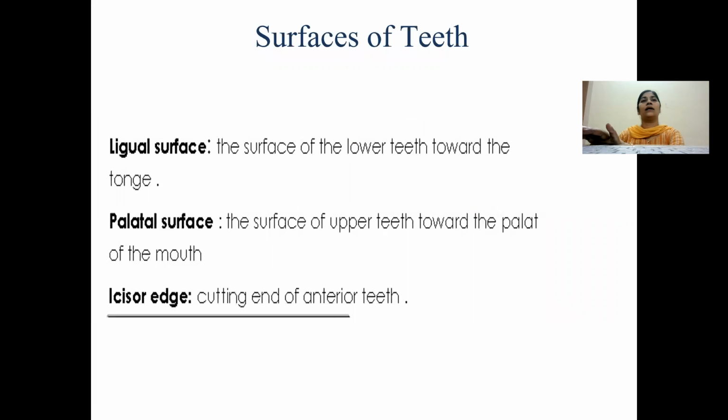Next, the lingual surface: the surface of the lower teeth that is facing the tongue is called the lingual surface, and the surface of the upper teeth toward the palate is called the palatal surface. Now coming to the incisal edge, that is the cutting end of the anterior teeth. As you age, the incisal aspect of the tooth becomes more sharpened. When 2 surfaces meet in this condition, it is called an edge.